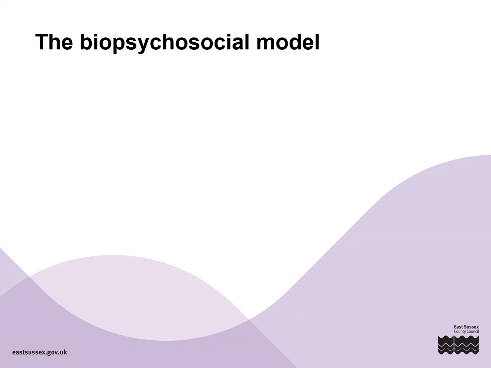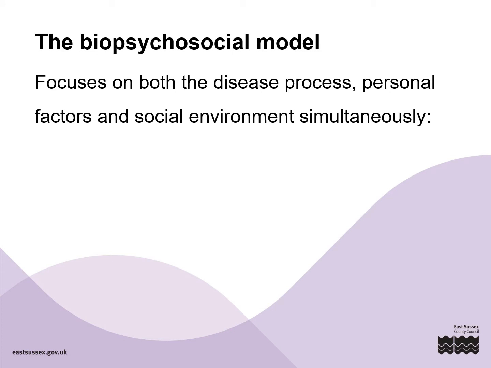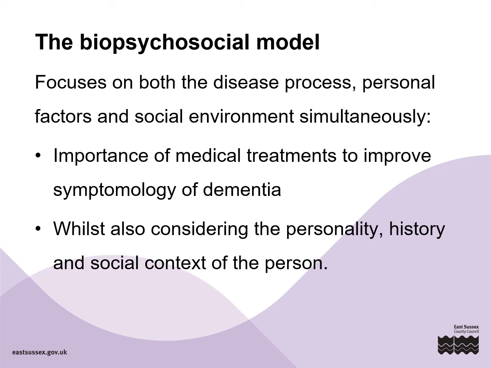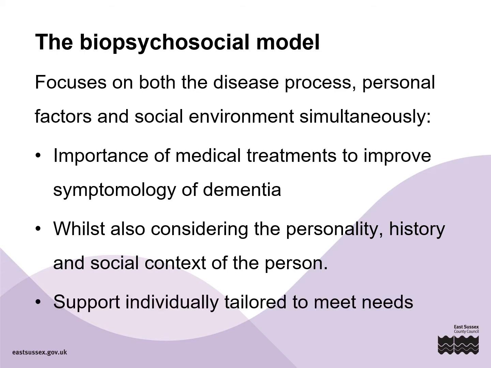The biopsychosocial model. To effectively care for people with dementia, it's important to take into account their background, personality, and mental and physical health, in addition to their social and psychological needs. The biopsychosocial model focuses on both the disease process and the person simultaneously. So it focuses on the importance of medical treatments to improve symptomology of dementia, whilst also considering the personality, history and social context of the person. Support is also individually tailored to meet their needs, with the aim of retaining skills and abilities. So it's basically a combination of both the medical model and the social model of dementia.